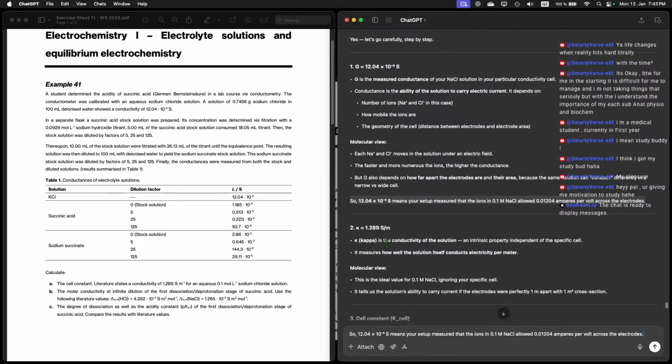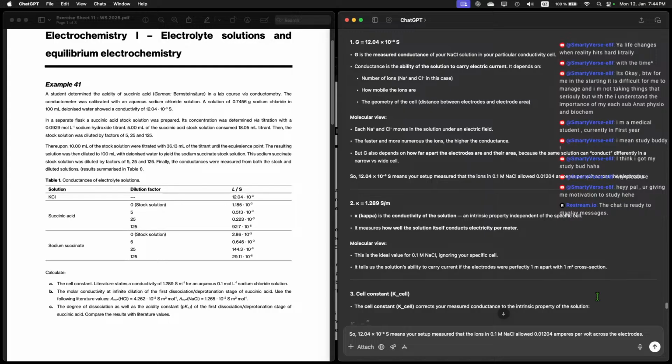Kappa is the conductivity of the solution, an intrinsic property independent of the specific cell. It measures how well the solution itself conducts electricity per meter. This is the ideal value for 0.1 molal NaCl, ignoring your specific cell. It tells you the solution's ability to carry current if the electrodes were perfectly 1 meter apart with a 1 square meter cross section. I'm guessing that's the cross section for the electrodes.